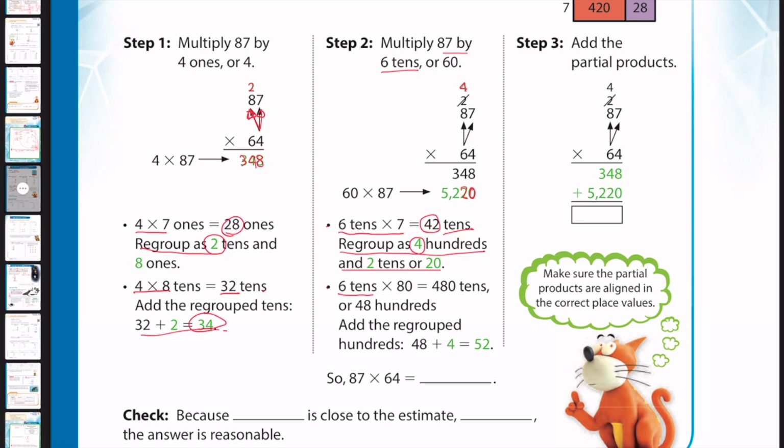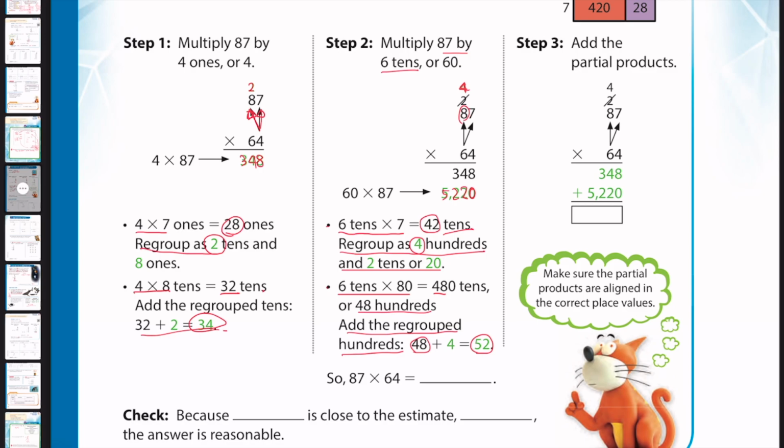Now 6 tens times 80. Another 8 tens you can say, right? Which is what? 48 hundreds. And then you need to add 2 zeros. So it can be what? 4,800. Add the regrouped 100, which is what? 48 plus, you see this, carry 4. When you add them together, it's going to be 52. Write it down, 52. So it's going to be 5,220, and then move to step 3.